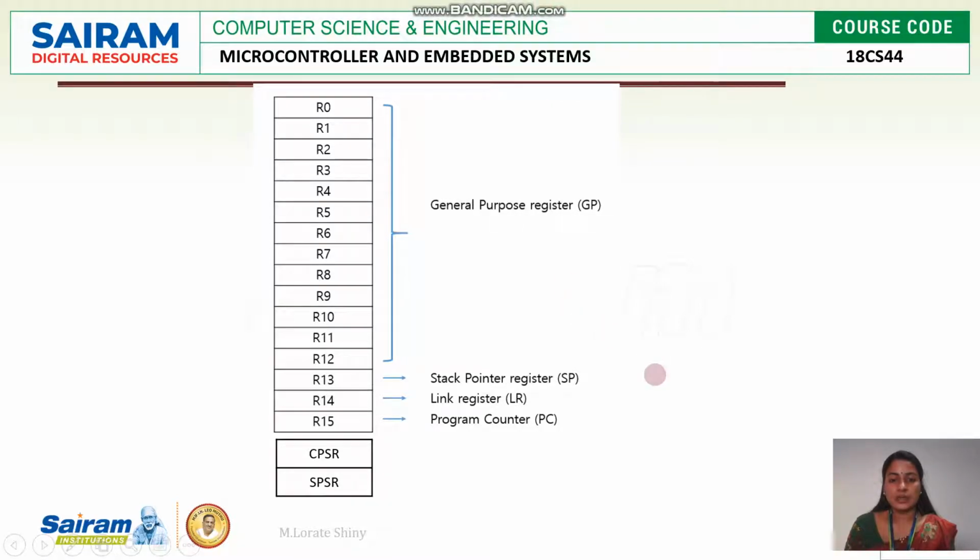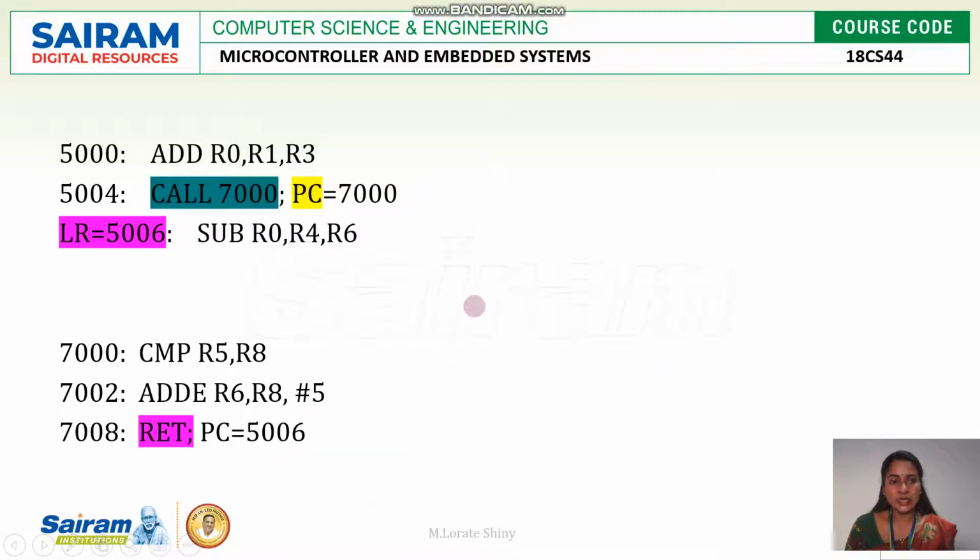So I told you the link register is used to store the return address when the processor calls a subroutine. I wrote one example. Here, call 7000 means it is calling a subroutine. The subroutine location is 7000. So when the processor finds this instruction, it will jump to the subroutine location, which is nothing but 7000. So it will skip the 7006 instruction and jump to the 7000 location and execute that instruction.